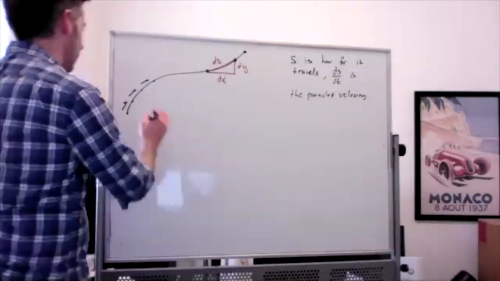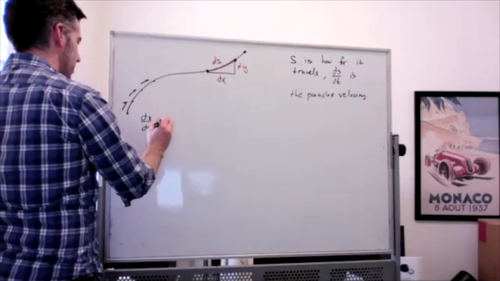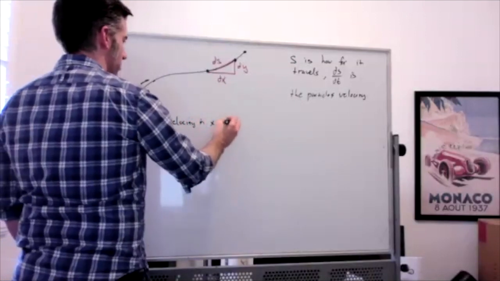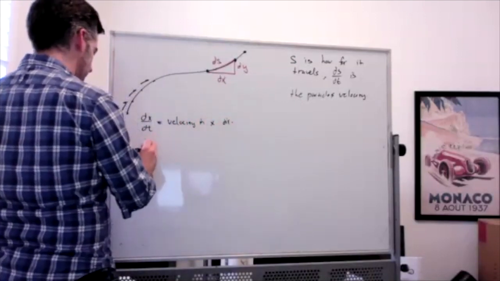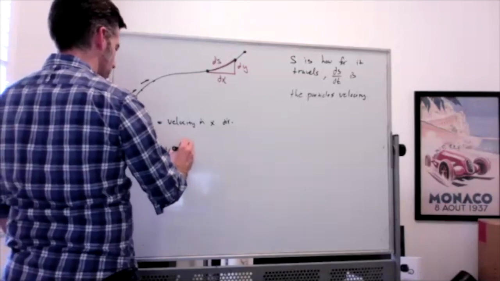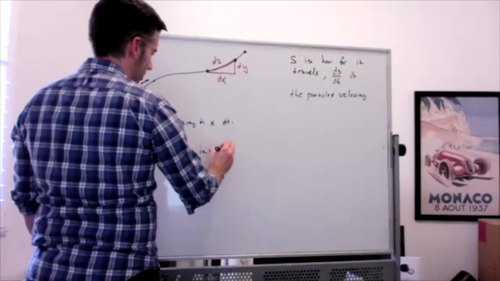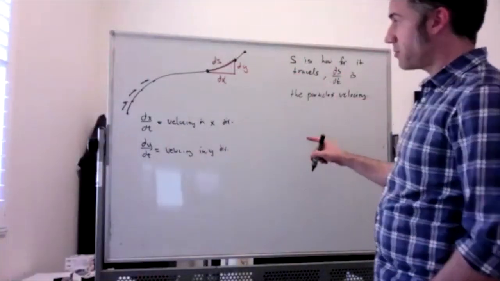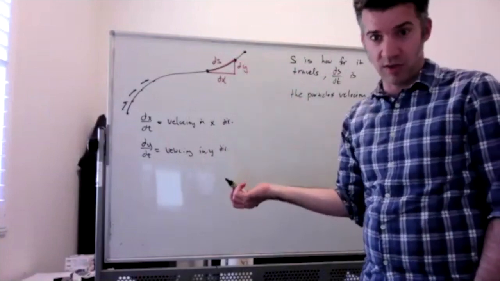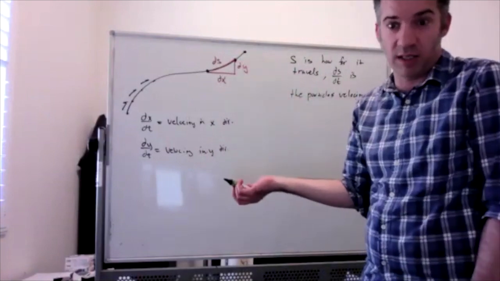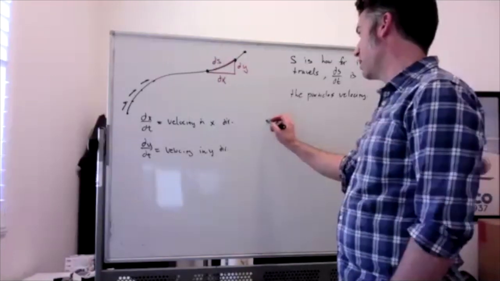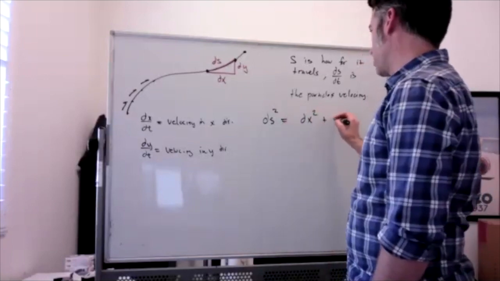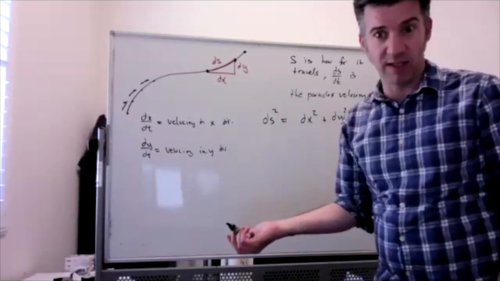So, dx/dt is the velocity in the x direction, and similarly, dy/dt is the velocity in the y direction. Well, then we can use the Pythagorean theorem and say ds/dt is the velocity in the direction we're actually going in, or just the velocity. You can say that ds squared equals dx squared plus dy squared, and then divide everything by dt squared.